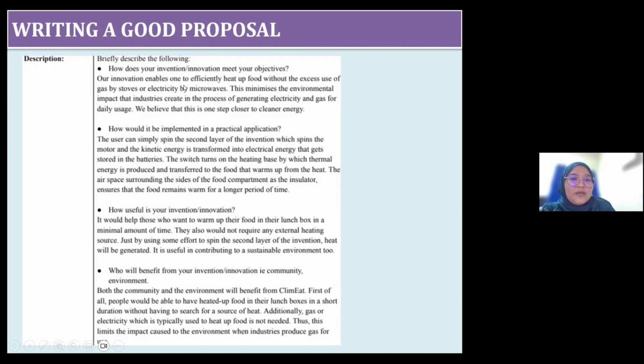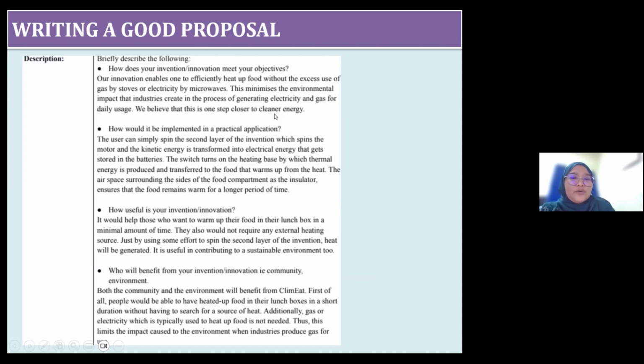So here they were saying that they are able to efficiently heat up the food without excess usage of gas or electricity. Okay, so this minimizes the environmental impact. Because previously you already mentioned identifying the SDG, about the problem, maybe climate change and things like that, you just highlight it again in the description. So see here, lastly, they say this is a step toward cleaner energy.